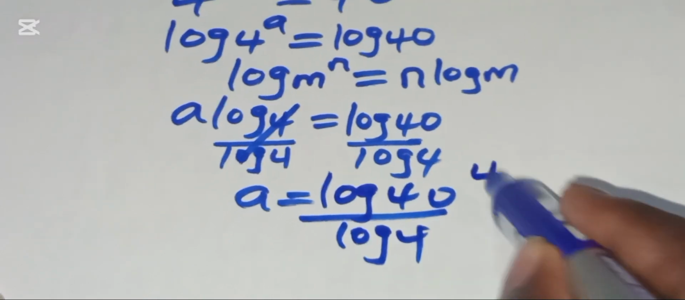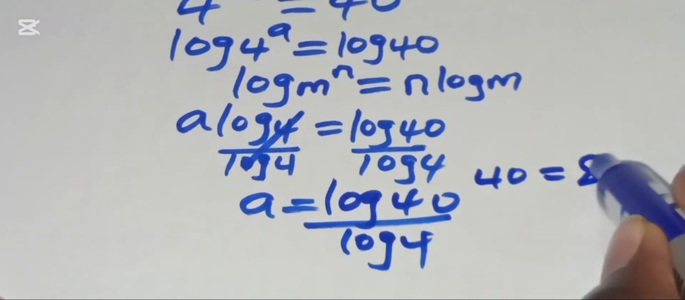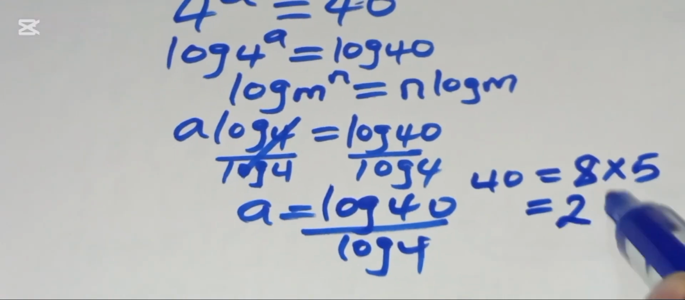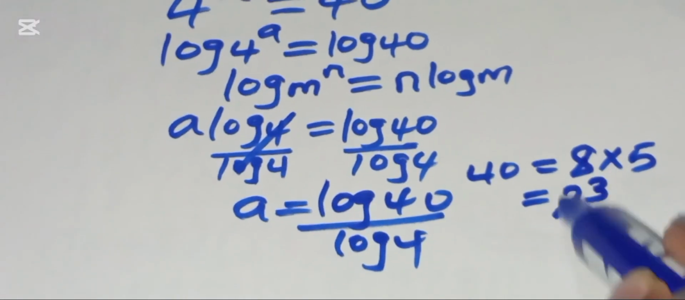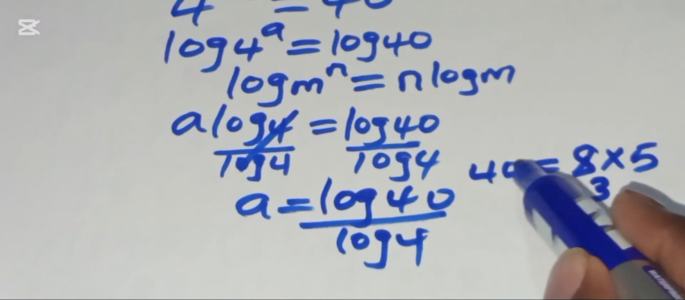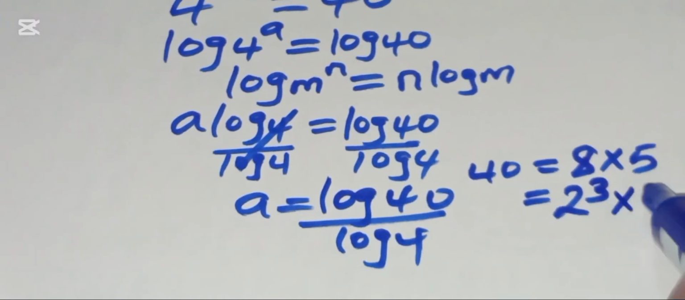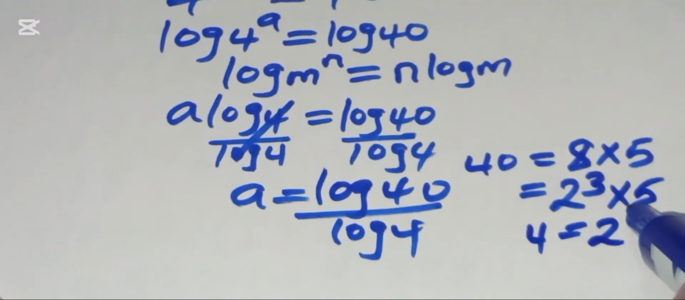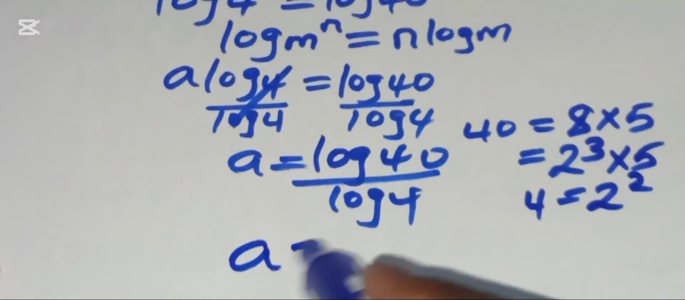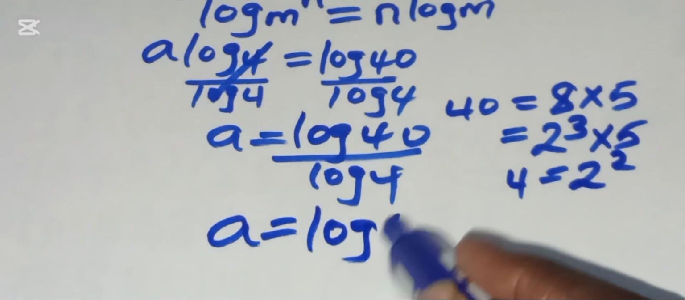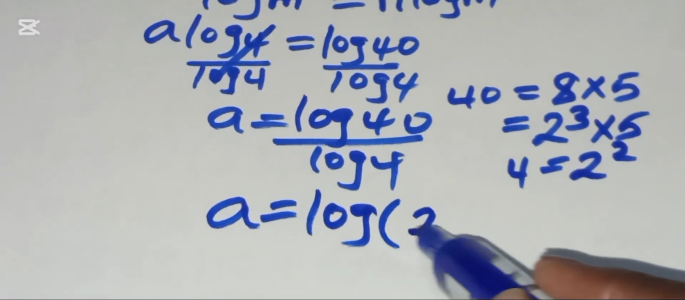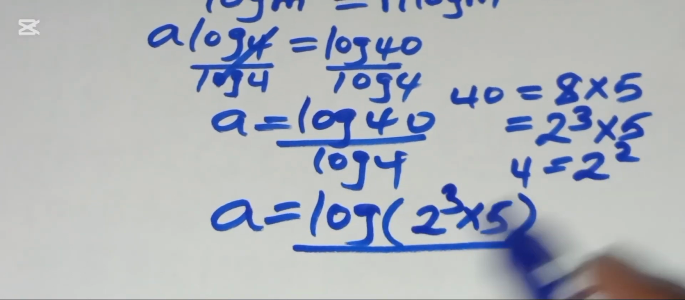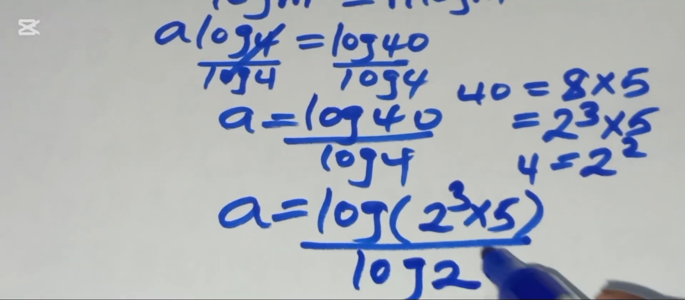Now, 40 is the same thing as 8 multiplied by 5, and 8 can be expressed as 2 raised to power 3. Therefore, 40 is the same thing as 2 raised to power 3 times 5. And 4 can be expressed as 2 raised to power 2. Now, a is equal to log of 2 raised to power 3 times 5 divided by log of 2 raised to power 2.